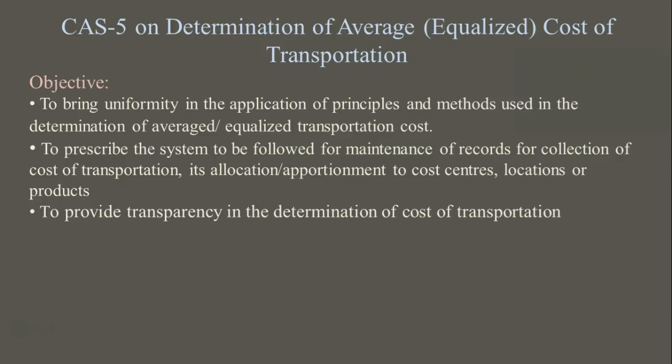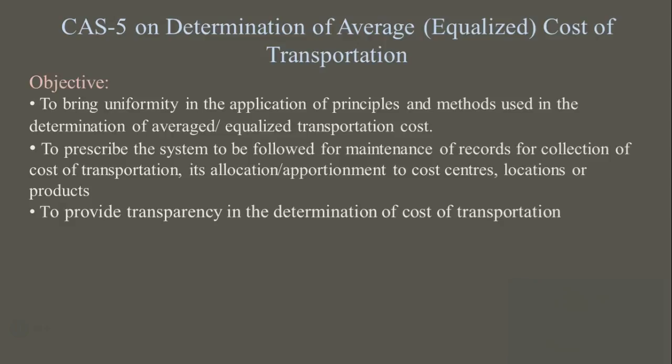Great. Now we are coming to Cost Accounting Standard 5. Our new Cost Accounting Standard 5. It is for determination of average equalized cost of transportation. So this is also a most important cost accounting standard, guys. So what is the objective of this standard? The objective is to bring uniformity in the application of principles and the methods used in the determination of average or equalized transportation cost. Transportation cost should be average.